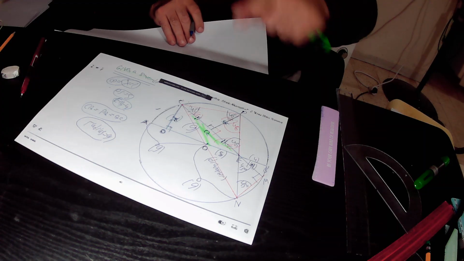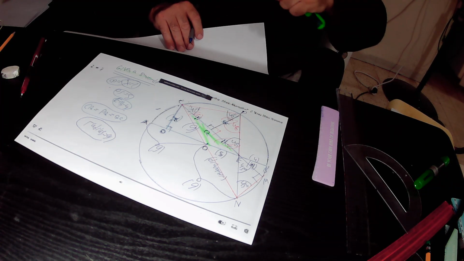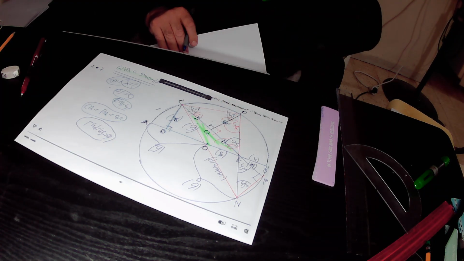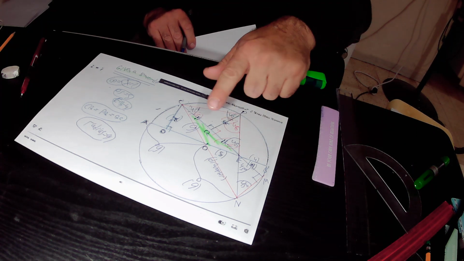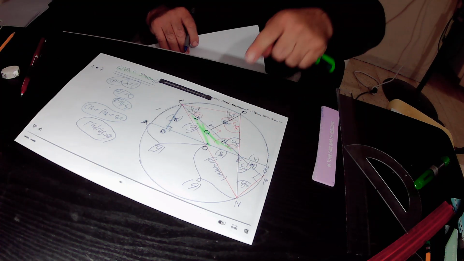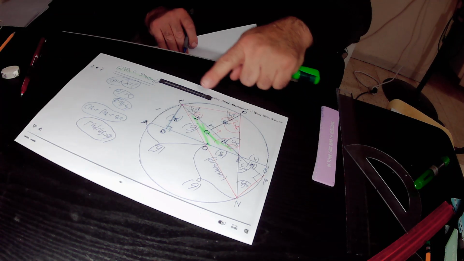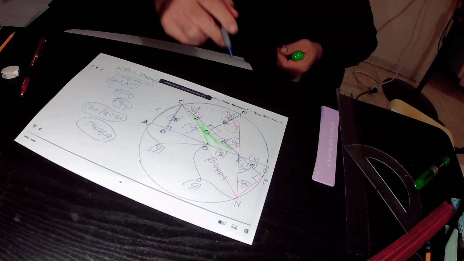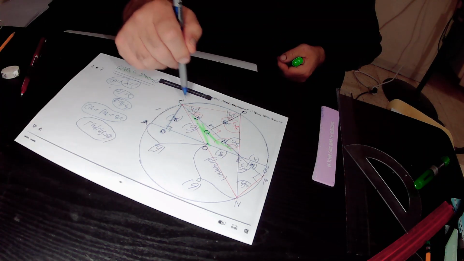We know that the height to the base must rest at 90 degrees with the base, or with the extended base. The extended base CO is CN. So the height to the base of this triangle COE must rest at 90 degrees with CN. So from point E, we draw a perpendicular on CN.